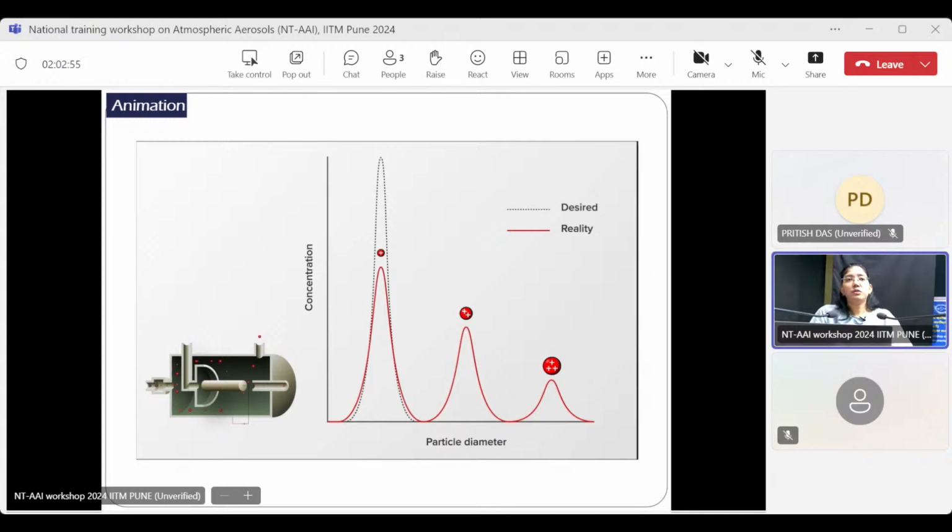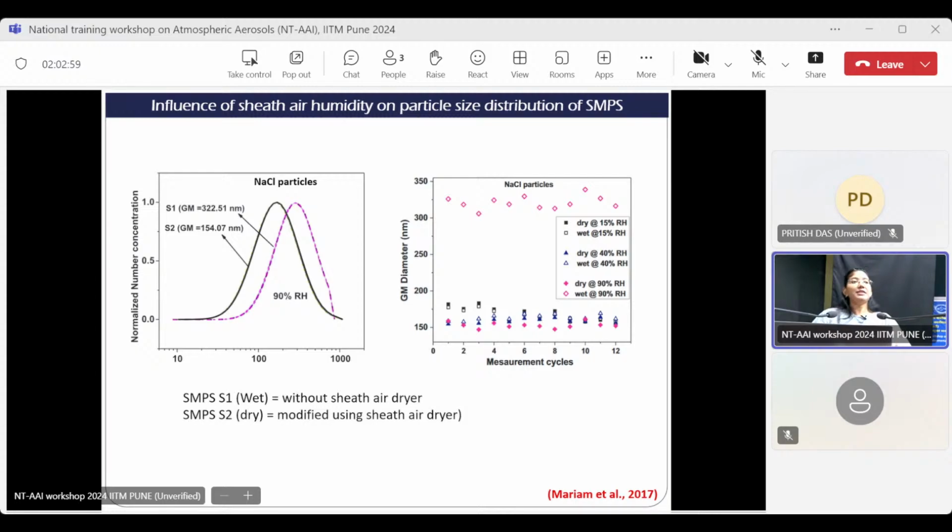So this SMPS, we saw that there is a sheet flow, right? And in general, the ratio between the sheet flow and the aerosol flow is 1:10. That means the volume of the sheet is roughly 10 times more than the aerosol.